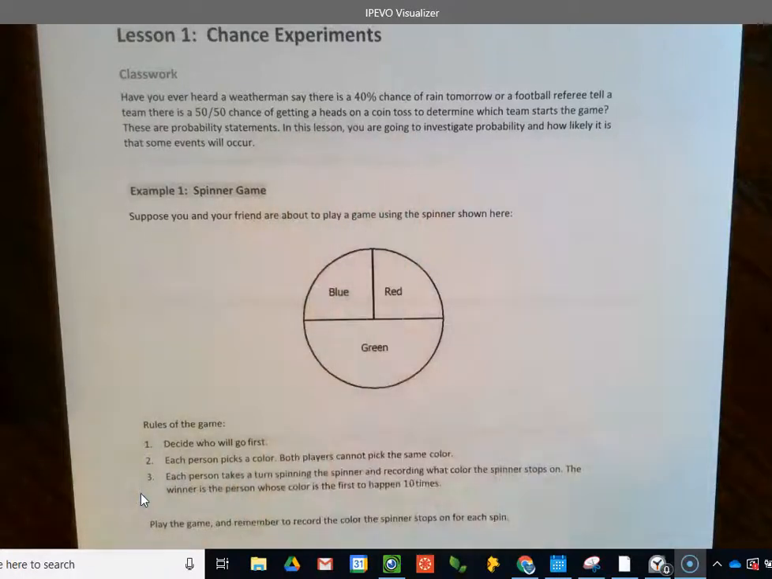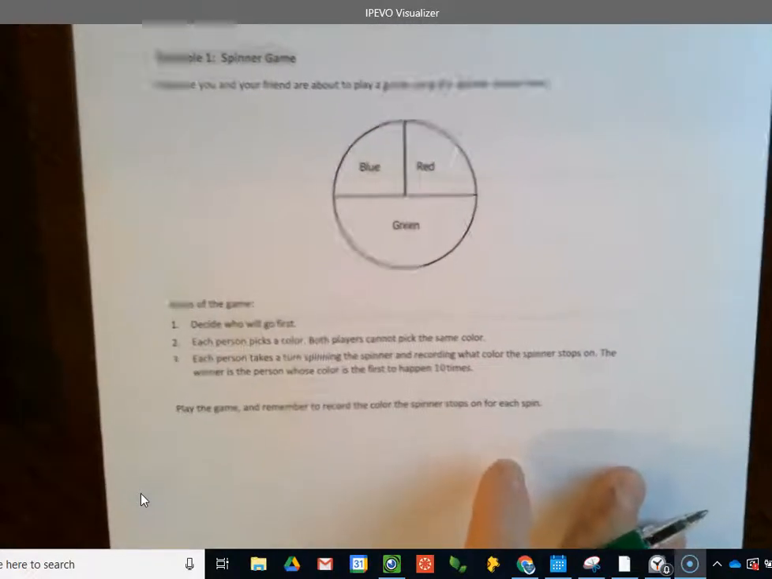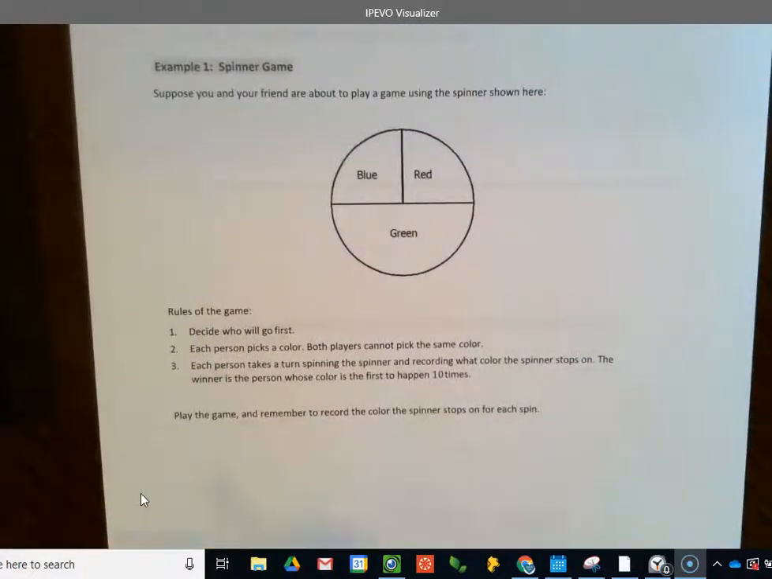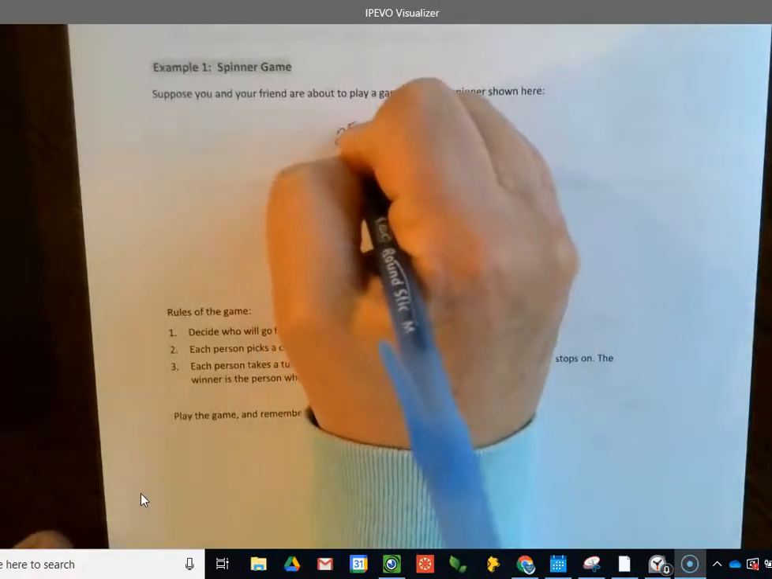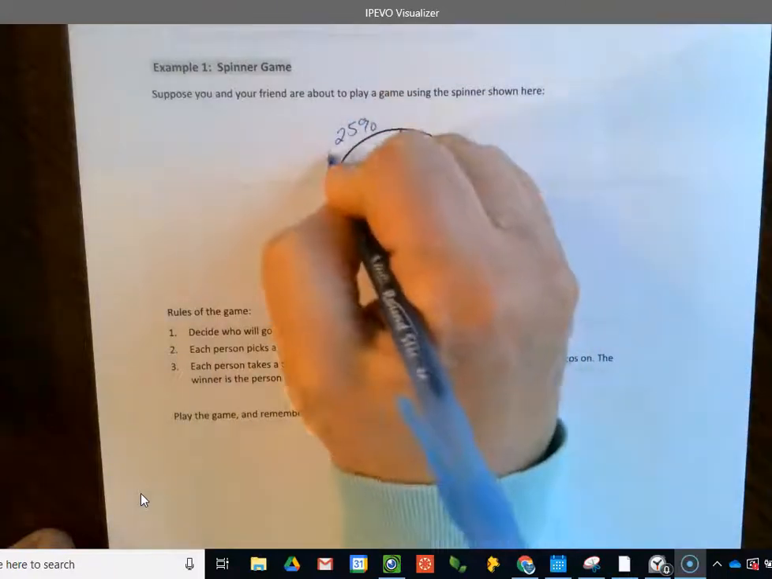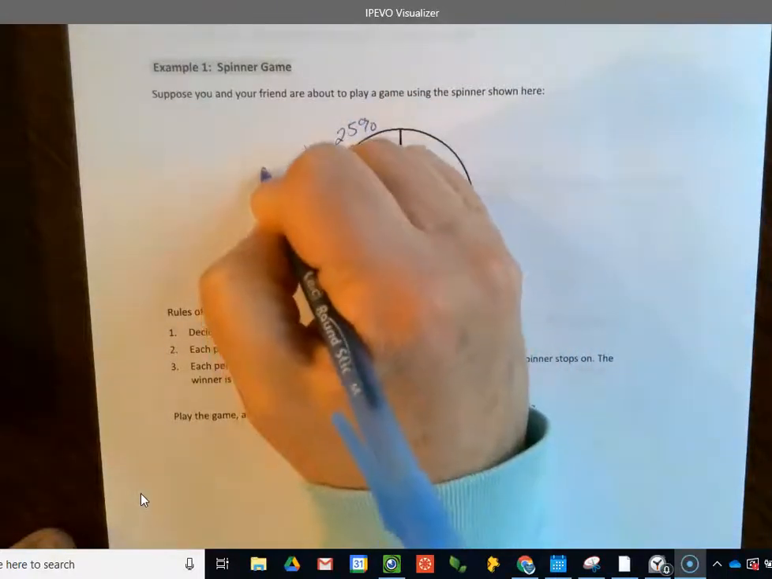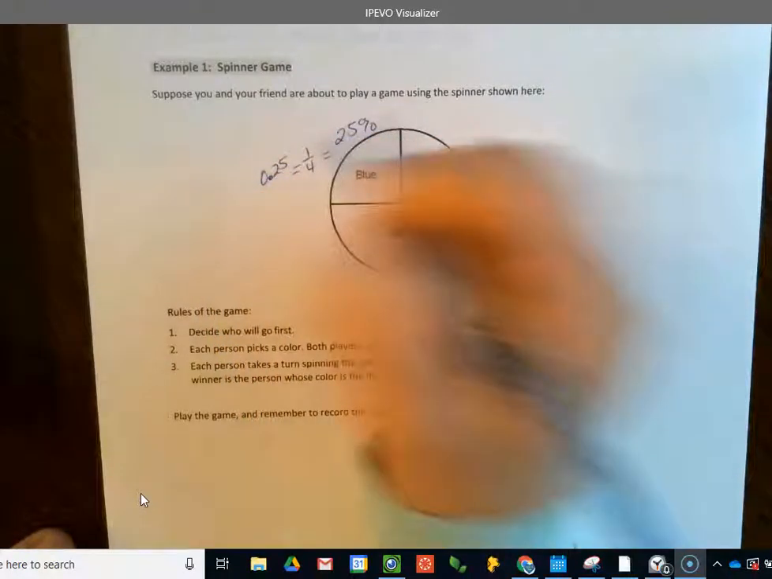Obviously, you've heard weathermen talk about a 40% chance of rain or a 50-50 chance of getting heads on a coin toss. Those are all probability statements. In this lesson, we're going to talk about and investigate what probability is and how likely it is for events to occur. Now, based off of the video that you saw, we're not actually running this experiment, but if you take a look here, the probability of blue occurring is 25%. That is also equal to 1/4 and equal to 0.25 or 25 hundredths.